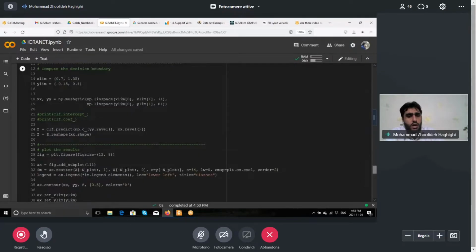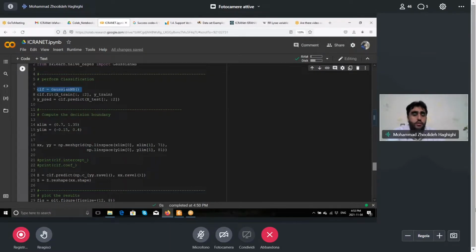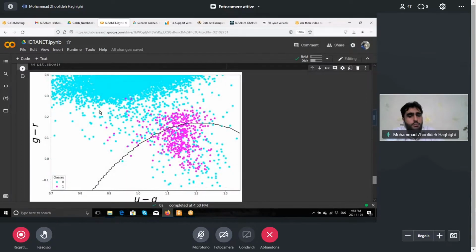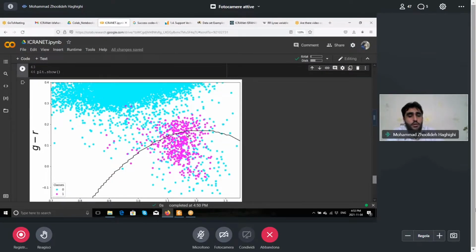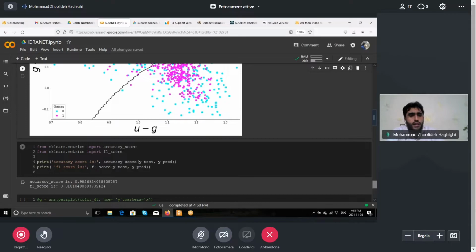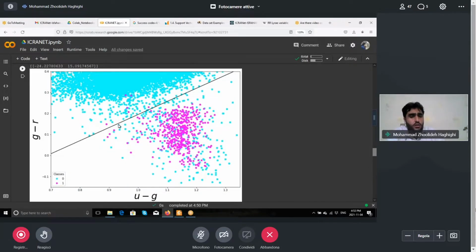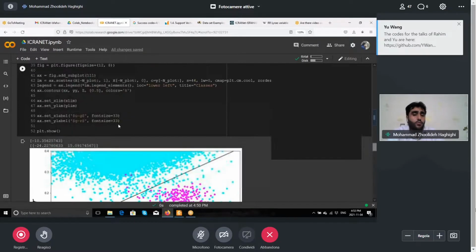I change my classifier. Previously, I was using logistic regression, but now I use Gaussian Bayes. It is another algorithm. If I fit my model with this method and plot my data, you can see the decision boundary is not a linear line. It is a curve. It's higher dimensional. It's not linear. It's a polynomial function. And you can calculate accuracy and F1 score. And there are recall, for example, precision. There are different metrics that you can use and check which algorithm is working better and more accurately.